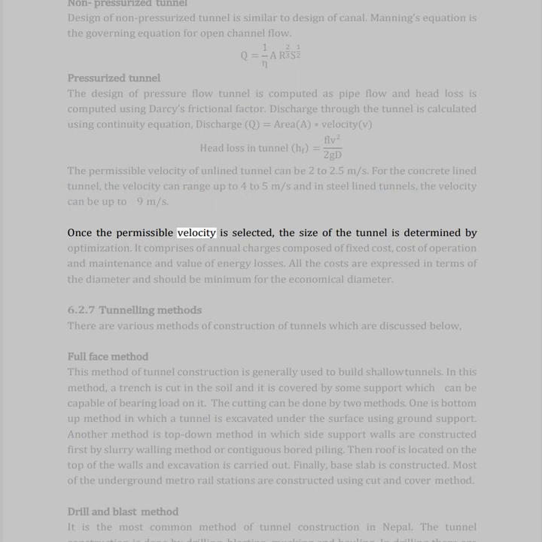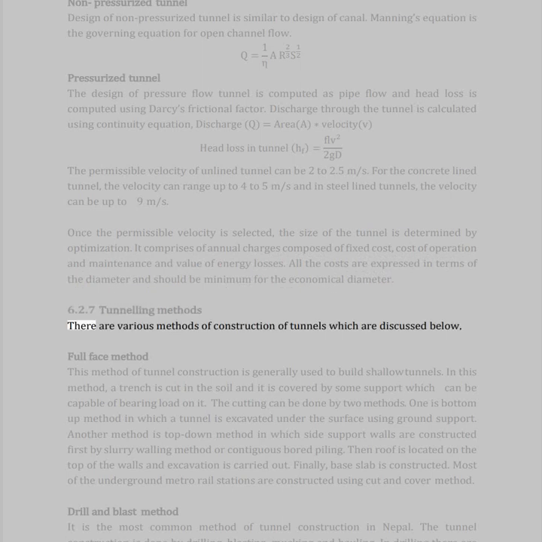Once the permissible velocity is selected, the size of the tunnel is determined by optimization. It comprises annual charges composed of fixed cost, cost of operation and maintenance, and value of energy losses. All the costs are expressed in terms of the diameter and should be minimum for the economical diameter.